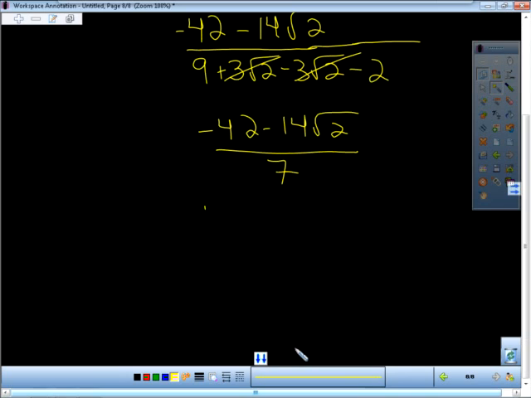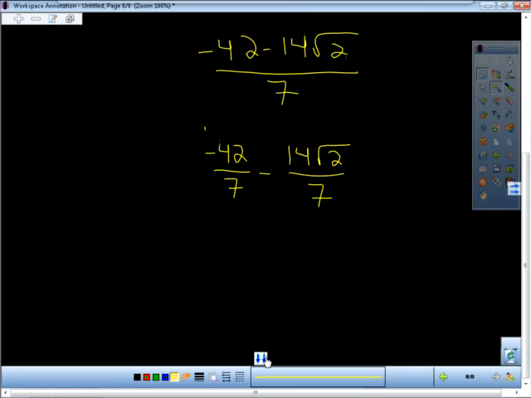Now if you remember the imaginary numbers again, we had to split it apart into its real parts and imaginary parts. We're going to do the same thing with this. We're going to split it into the 42 over 7 and the 14 root 2 over 7. So what I'm going to get is negative 42 over 7 minus 14 root 2 over 7. So we're going to split it apart into parts without a radical and parts with a radical.